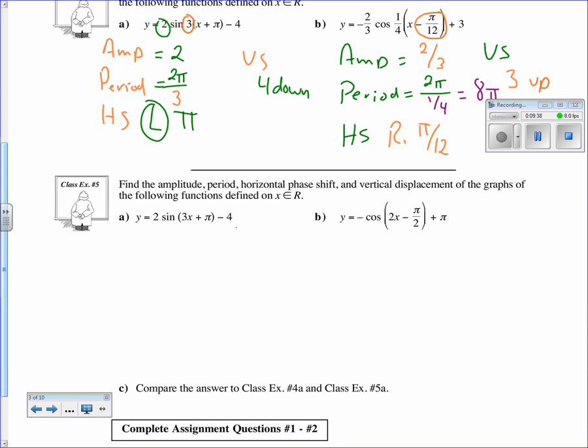This equation is not written nicely. The most offensive part of this equation is the 3 is not separated. So you have to factor that 3 out.